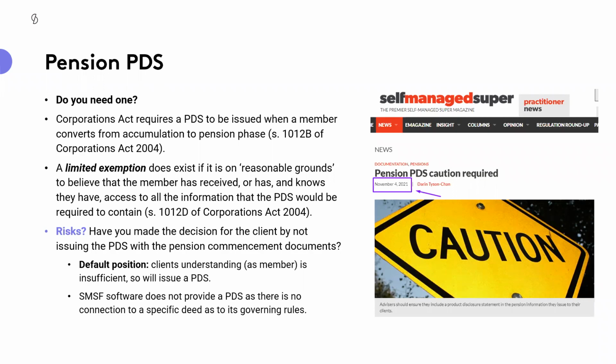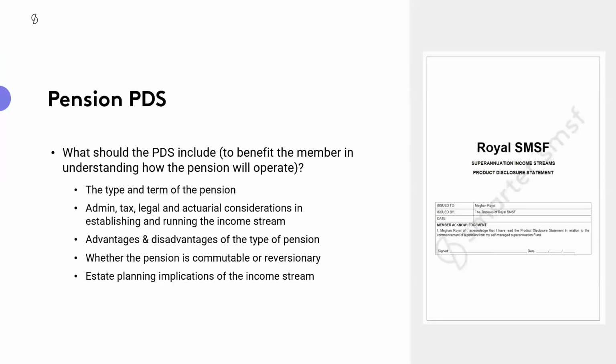So again, the software does not provide this. All of the document providers pretty much in the marketplace do so. So again, I would suggest that you give consideration to the incorporation of a product disclosure statement in that regard. So what does the PDS actually provide? Well, it talks about the type and term of the pension, the admin, tax, legal, actuarial considerations in establishing and running that, advantages, disadvantages, commutation, reversionary status, estate planning implications. So a broad range of things to inform the individual in respect to the way in which that product will operate for them.